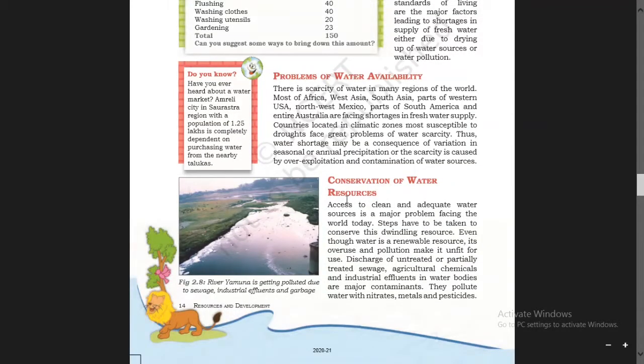So, scarcity, lack of water, is caused by this overexploitation and contamination of water sources. Conservation of water resources, as water is very much important for us. It is a basic need for mankind to survive on this earth. All living things need water. So here conservation means to preserve or to save water resources, and this is also an important part of our life.